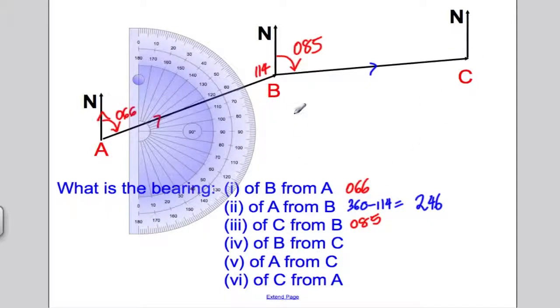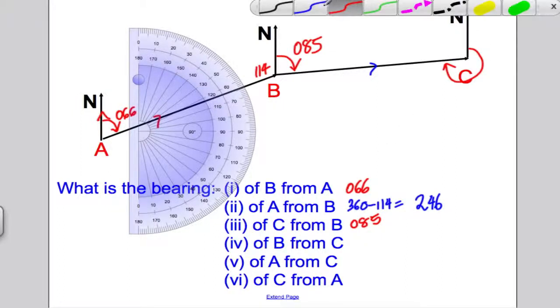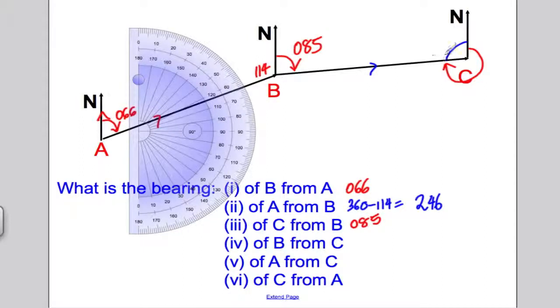Okay, the measuring of the bearing of B from C. So they want this whole angle here. Well, remember, we know this one because it's an interior angle with that. It must be 95. So this one here must be 360 minus 95, which is 265.